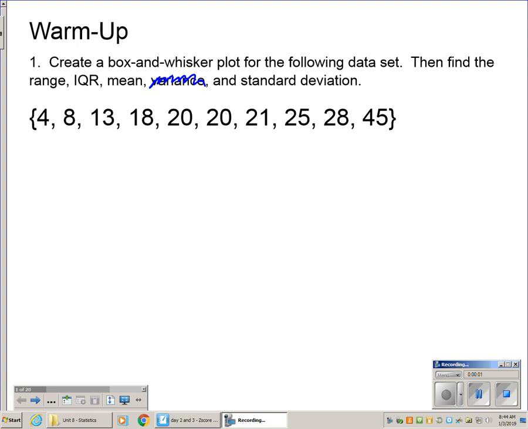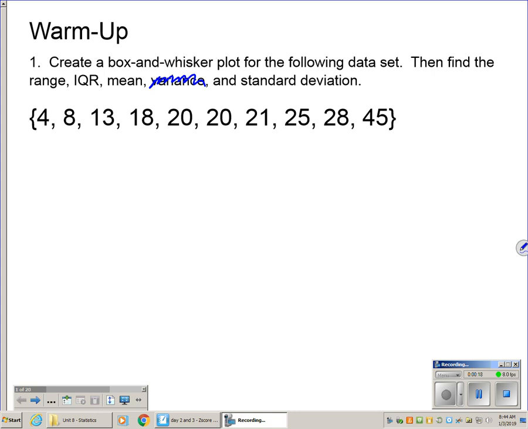So this form up here, like I said, word for word is going to be on your test, except for the word variance, cross that out. But I basically just want you to be able to create a box and whisker plot and do this in the calculator, okay? Because the calculator will show those outliers.